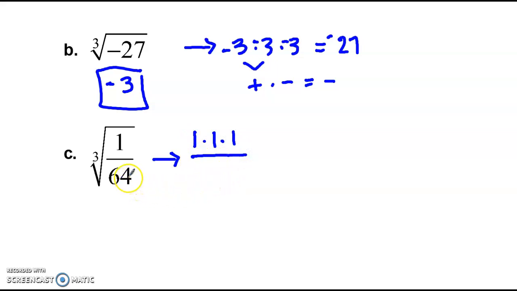Now, what are 3 numbers when multiplied by itself give you 64? Good. If you said 4, good job. 4 times 4 times 4 is 64, right? This isn't how we write our answer. This is just our thought process. So really, the cube root of 1 over 64 is simply 1/4.